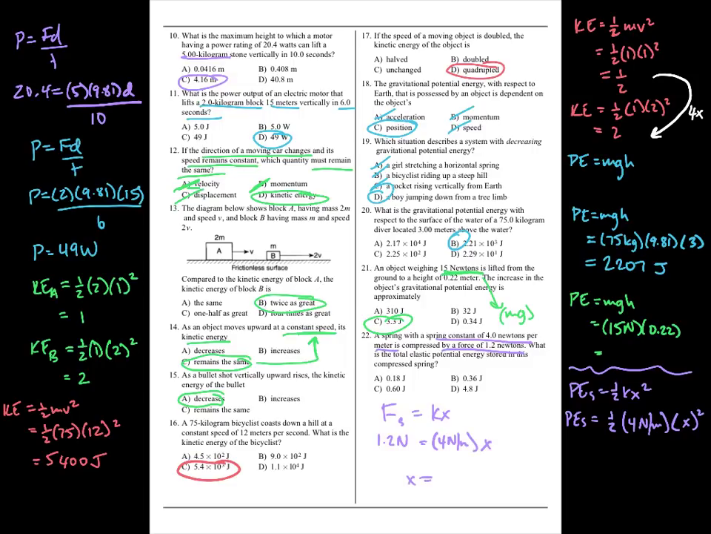Okay, so this should equal 0.3 meters, which we plug in all the way over here. Don't forget to square it, so 0.3 squared times 4 times 0.5. And that should equal, oops, I did this wrong, 0.3 squared times 4 times 0.5. And you should get 0.18 joules, and that's choice A.